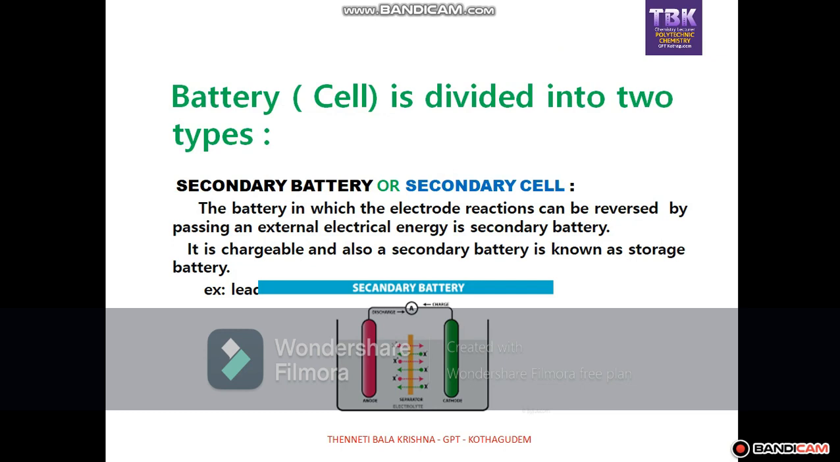What is the main difference between primary and secondary batteries? Primary batteries cannot be reused, so they are not chargeable. In secondary batteries or secondary cells, they can be charged and used again and again. In secondary cells, we store the electrical energy, and this electrical energy is converted to mechanical energy, whatever it is, and we use it.